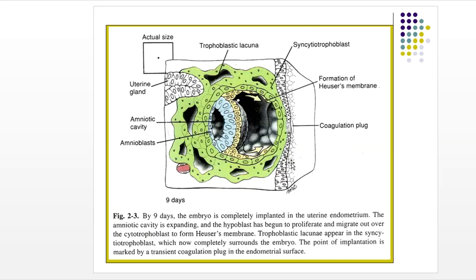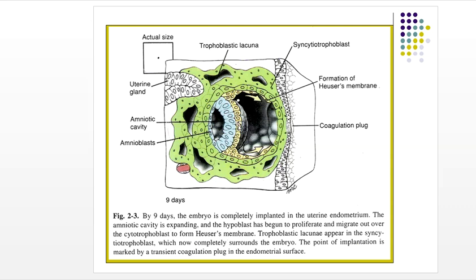In the next day, by the 9th day, you can see that the embryo has completely come into the endometrial stroma, and the site of implantation is closed by a special tissue that is secreted by the syncytium. The name of this barrier forming here is a fibrin coagulum. This is a temporary tissue.